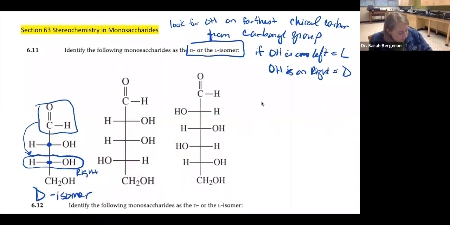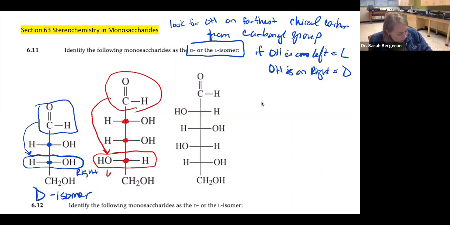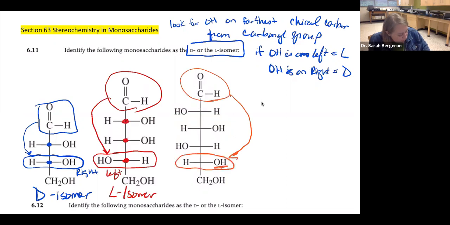Okay, let's do the same thing. Here's our carbonyl. I want to go to the farthest carbon. 1, 2, 3. That's our farthest chiral carbon. Here we go. Left or right? Left this time. So this is the L isomer. Okay, here we go. Here's our carbonyl. We're going to go to the farthest. Where do we see it? We see it on the right. So that is a D isomer.